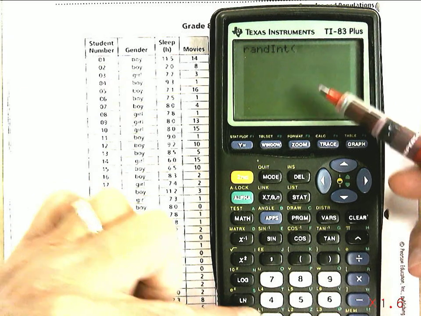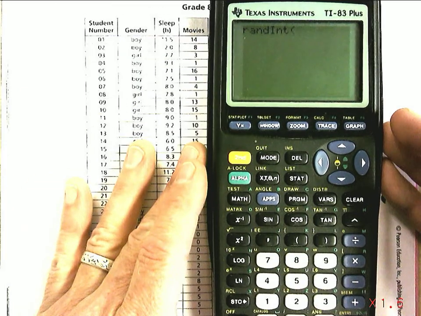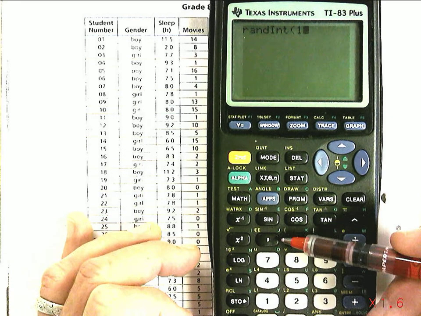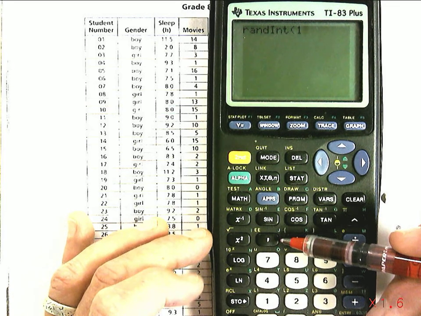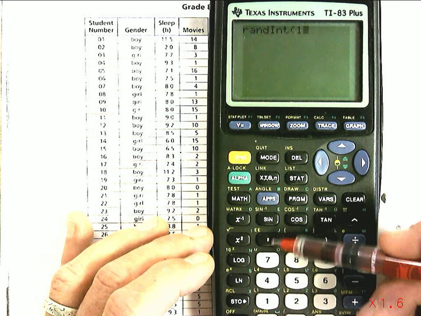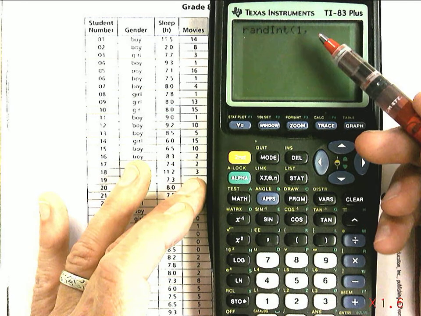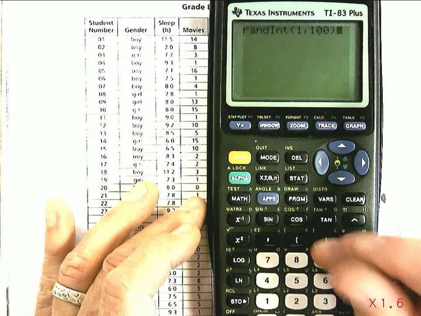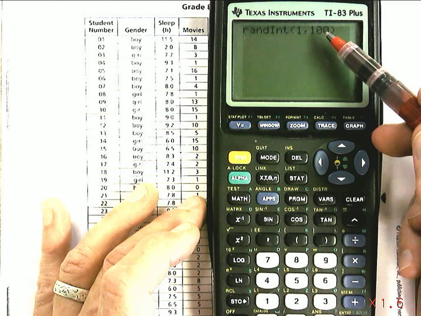I'm going to go 1. I'm going to actually tell it now what numbers to do this with, starting with a 1, and then above the 7 key on this calculator, or to the left of the 4 key on a TI-73, there's a button somewhere that has a comma on it. So we're going to put a comma in. So now it's 1, 100. Going to close the parentheses. So now I've told it to pick a random integer between 1 and 100.